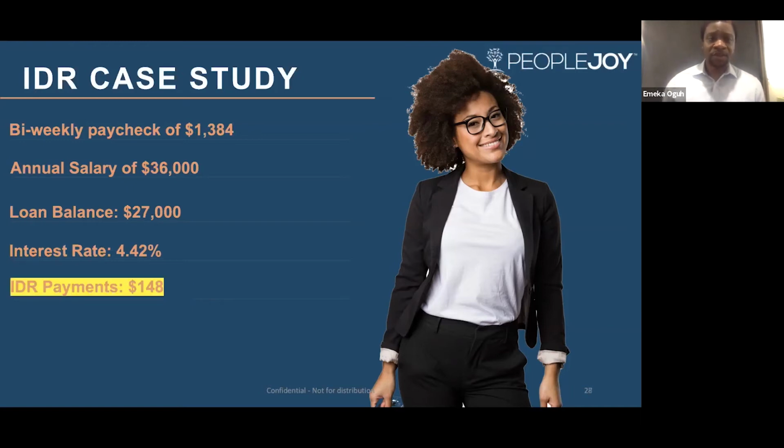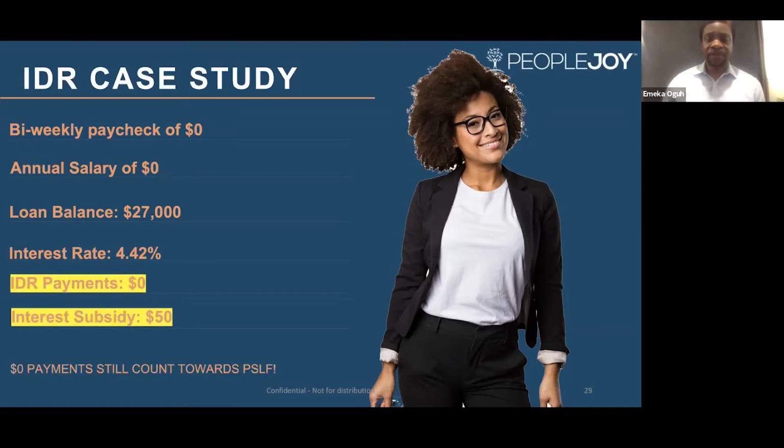But let's say her income drops, so she went part-time, or she was furloughed, or there's an instance where her income gets dropped. Now she's making $36,000. If she enrolls in an IDR plan, her monthly payment is only going to be $148 a month versus what she would be paying $275 under a 10-year standard. So she's saving close to $150 on her monthly payments.